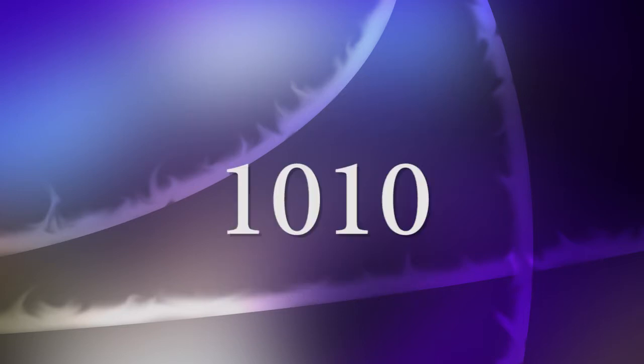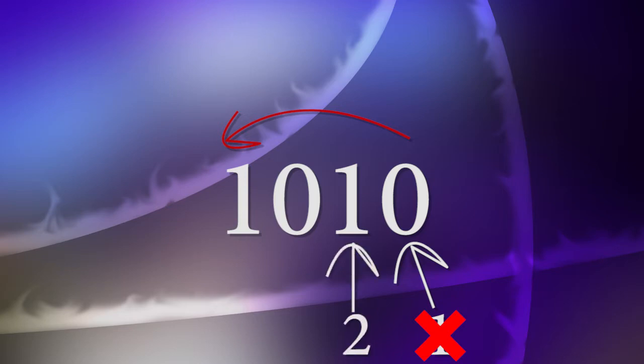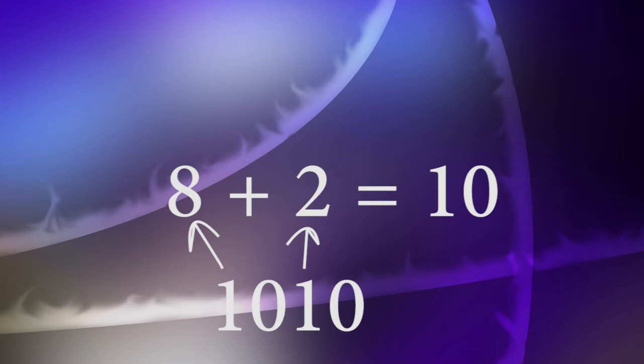If I have the number 1010 in binary, I would read it from right to left. The 1's place here has a 0 in it, so I don't add 1. The 2's place has a 1 in it, so I add 2 to the total. The next place has a 0, so I don't add 4. The next place has a 1, so I add 8. The total is 10, the 2 and the 8 added together.